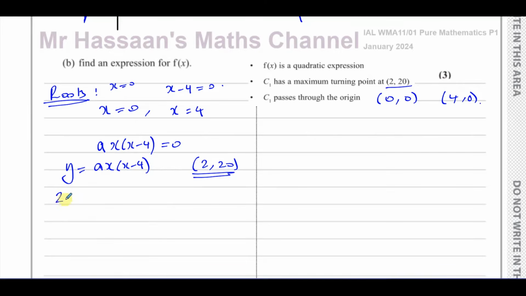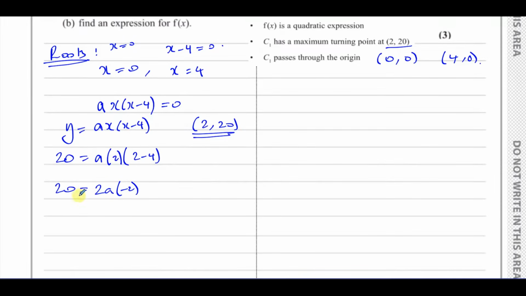So instead of y, I'm going to put 20. Instead of x, I'm going to put 2. So 20 equals a times 2 times 2 minus 4. So I replace the x with 2 and the y with 20, and that will help us find what a is. So this is going to be 2a times minus 2, so you end up with minus 4a. So 20 is equal to minus 4a, therefore a is equal to 20 over minus 4, which is negative 5. As I said, it's going to be negative as we determined, so y is minus 5 times x times x minus 4.